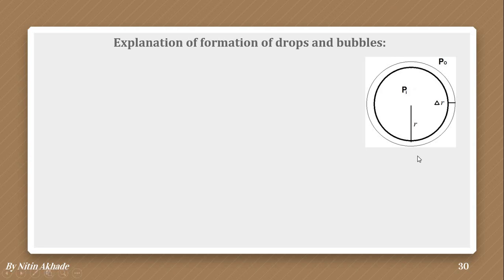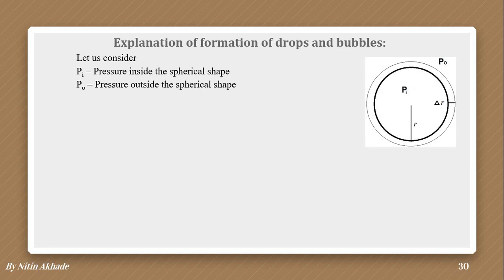So why does this happen? Now consider the pressure inside the spherical shape, whether it is a bubble or a drop. First we will consider the drop, then we can go to the bubbles. So Pi is the pressure inside the spherical bubble and Po is the pressure outside the spherical shape. Up to which condition does it keep the spherical structure?